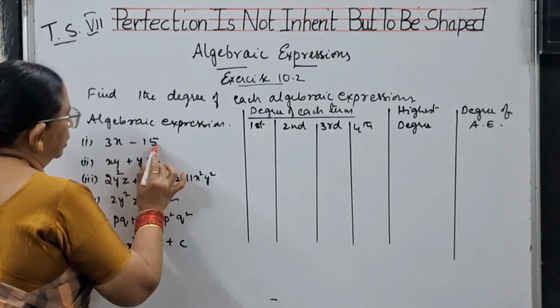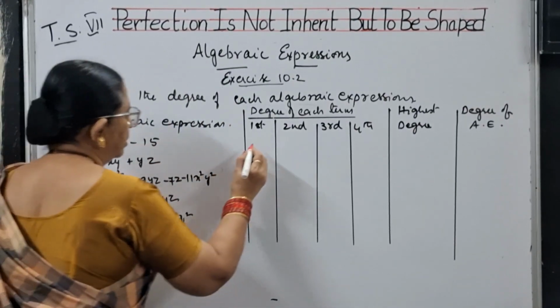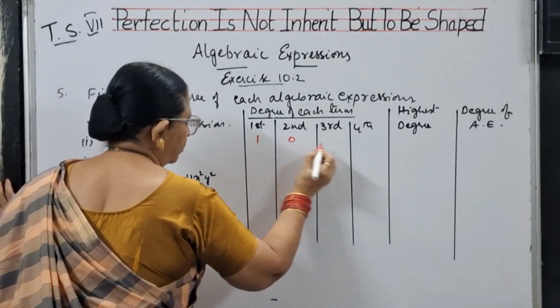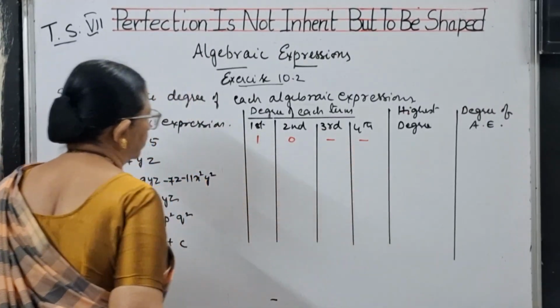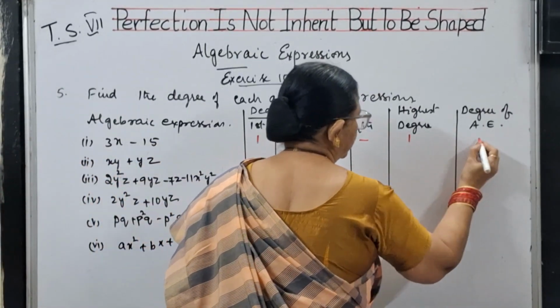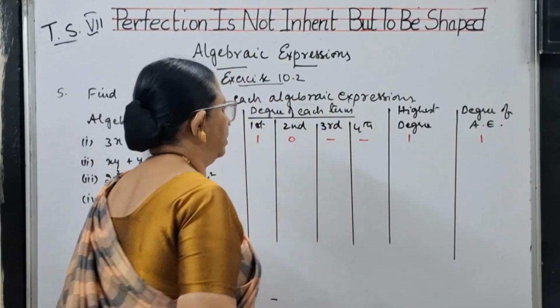So here you have got two terms. First term degree is 1. Constant term, already I told you, is 0. There is no third and fourth term. So what is the highest degree? 1. So the degree of the algebraic expression is 1.